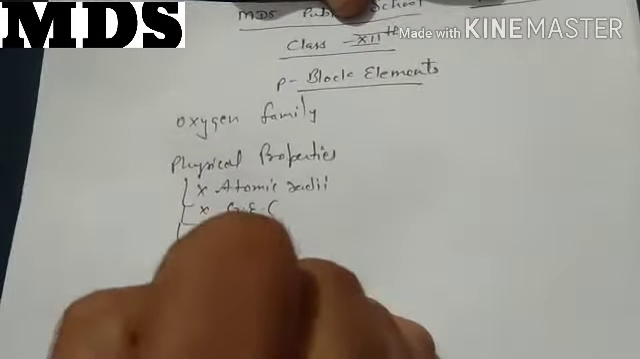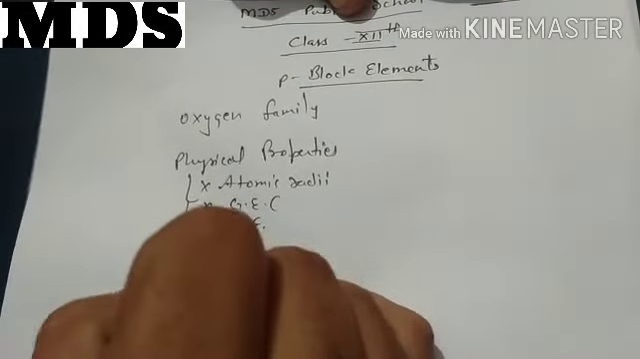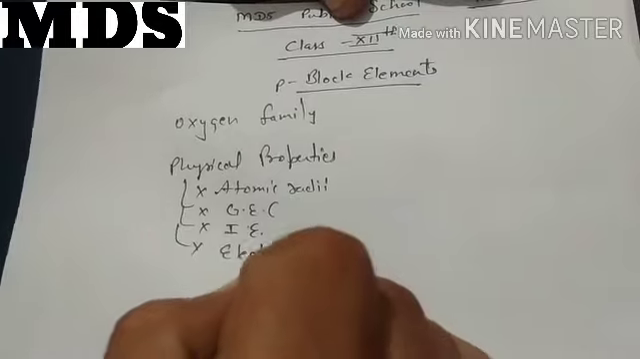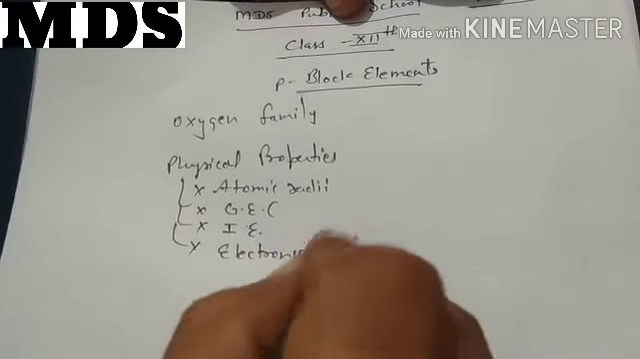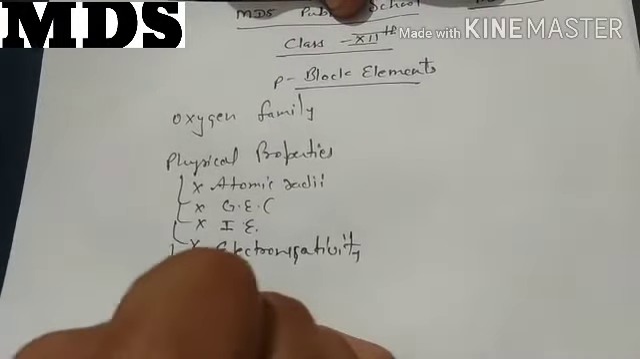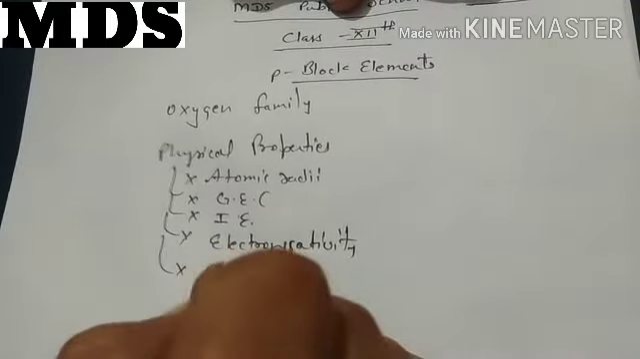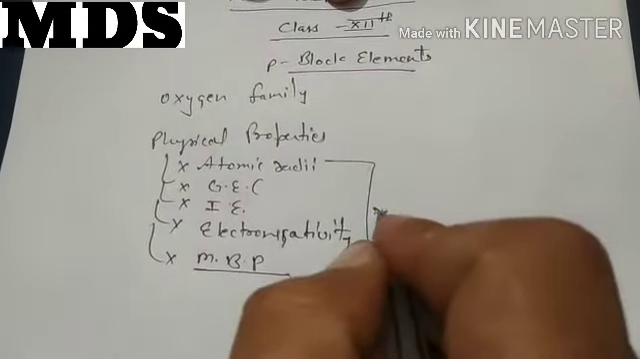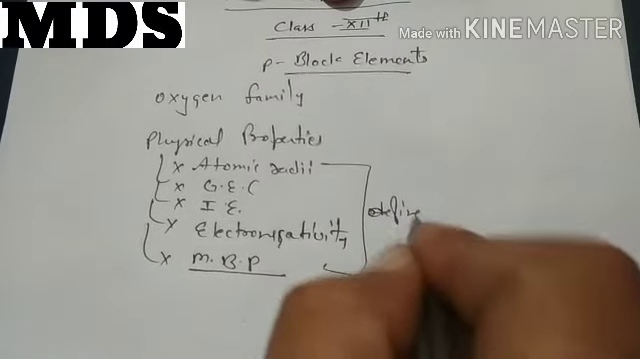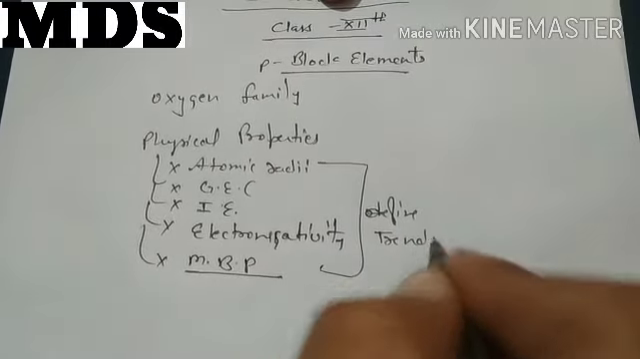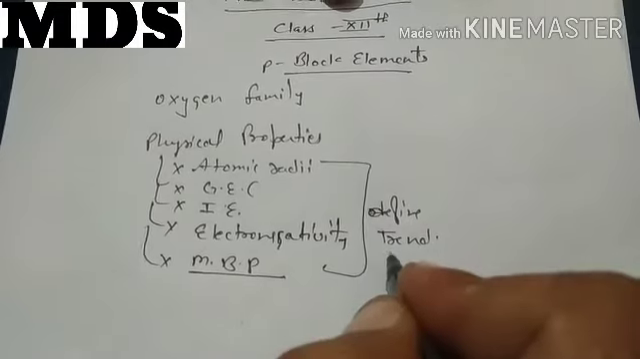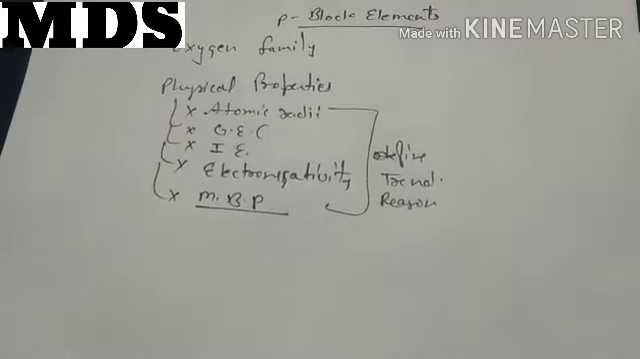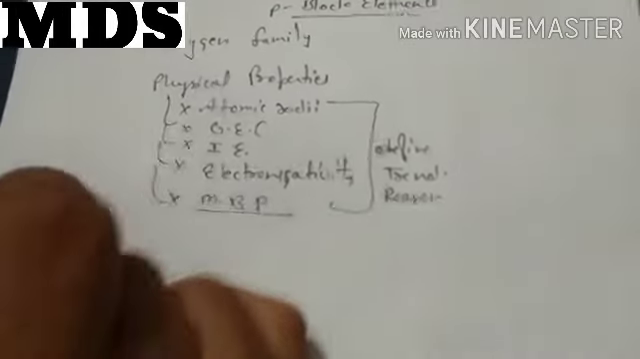then electronegativity, and melting and boiling point. For all of these you have to do the definition, the trend in the periodic table of that particular oxygen family, and the reason behind that. One more physical property is left, which we are going to discuss today.